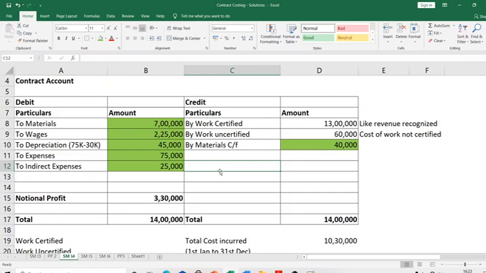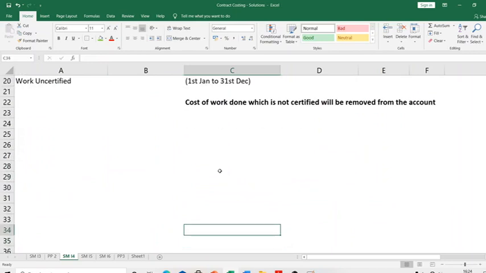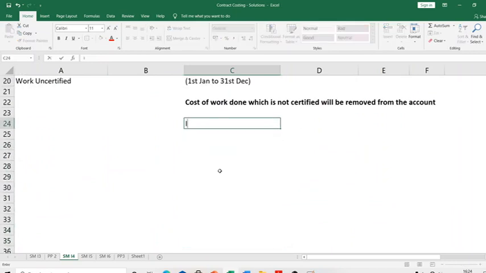Okay. Now, one another thing we should understand is, if at all you had a notional loss, entire amount of loss must be taken to costing P&L. If you have notional loss, we will see it in a later sum, entire amount to be carried to costing P&L.